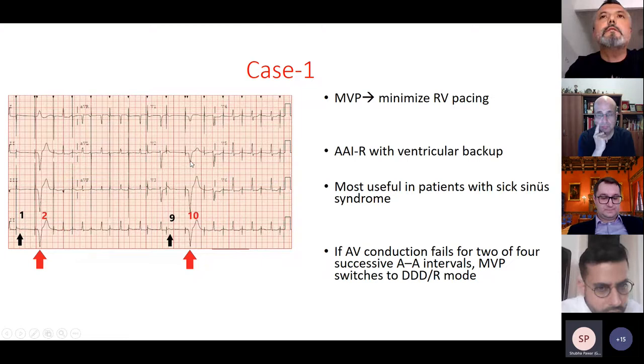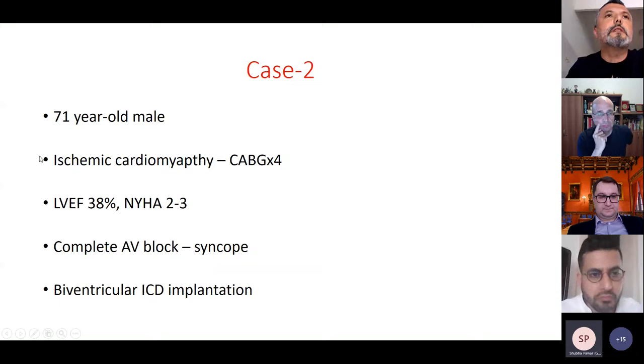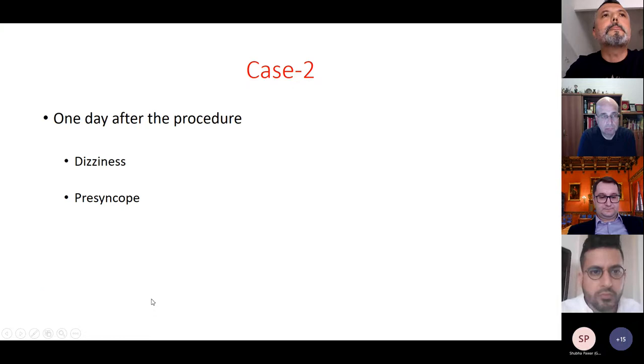Second case, a 71-year-old male with ischemic cardiomyopathy, whose left ventricular ejection fraction was 38%, admitted with complete AV block and syncope. So a biventricular ICD was implanted. One day after the procedure, dizziness and presyncope occurred.